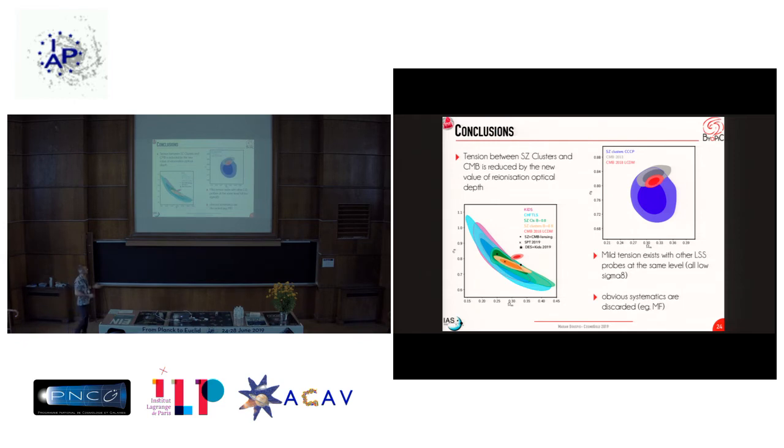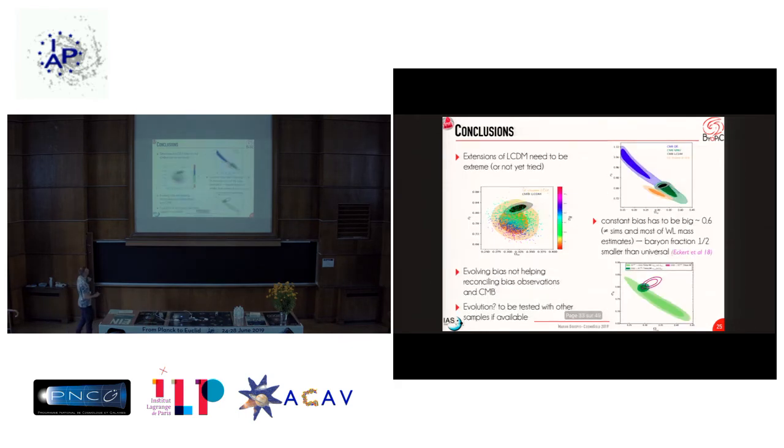So is it a sign of something? Is it just a statistical fluke again? We may have to dig a bit more. In terms of systematics, the obvious ones have been discarded. The remaining one is obviously the mass bias. I will come back to it. If you want to find an extension to the lambda CDM, to the cosmological model, that fits both the CMB and the SZ correctly, you have to go to extreme cases, modified gravity to 0.9.